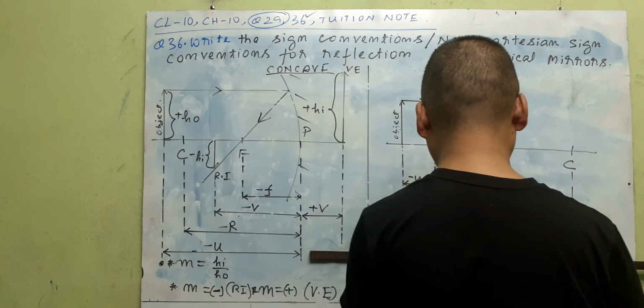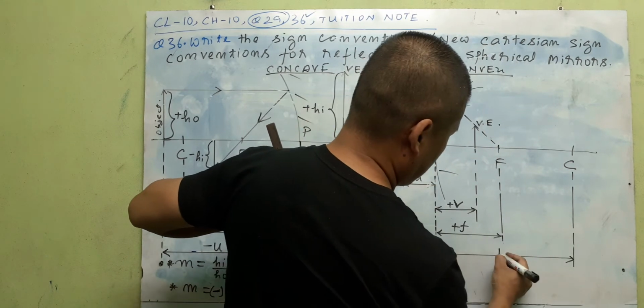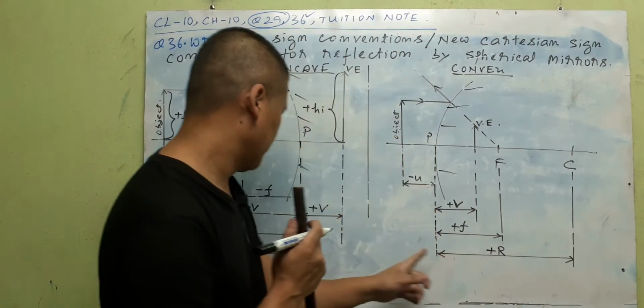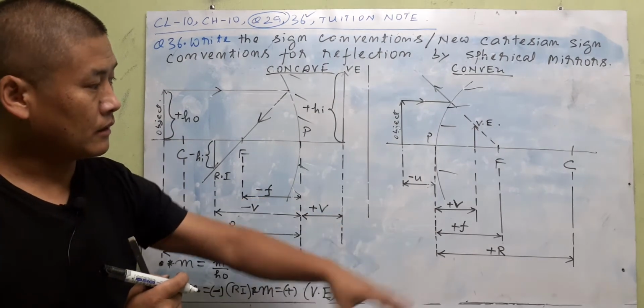And then here, the distance between C and this P. If you measure this, we know this is called radius of curvature. You already know very well by now. Distance between C and P is called radius of curvature. Measured on the right, so plus. Here R is minus because measured on the left, concave. But convex is always plus, right?